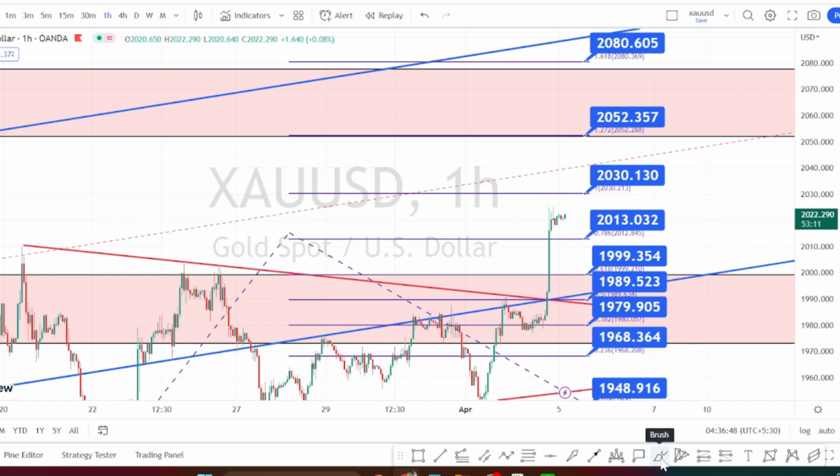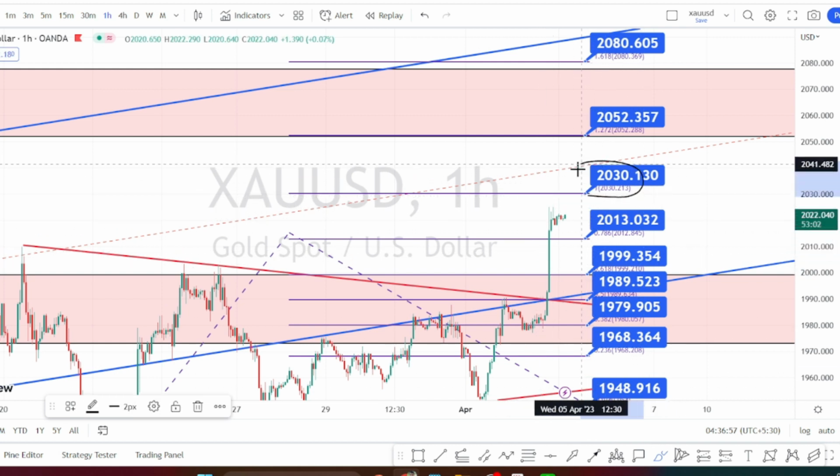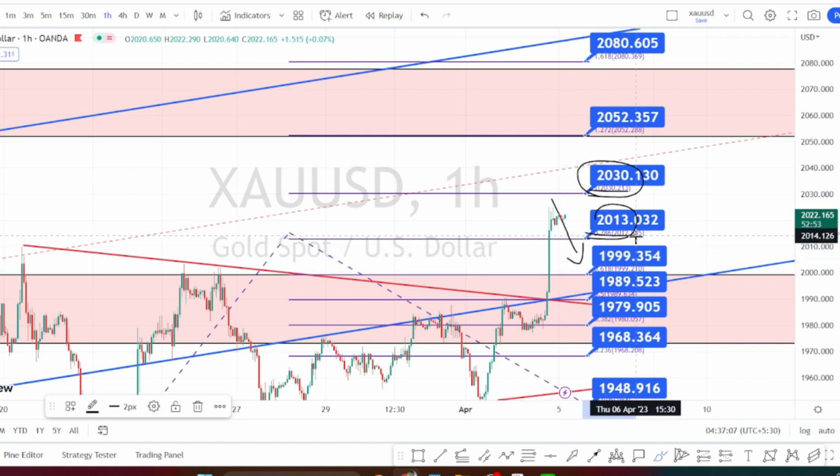So the values within this blue color boxes are the resistance and support levels for current price action in hourly time frame. Currently the price action is trading between the resistance level of 2030 and support level of 2013. If the price action bounces back on the bearish side retracement, breaking this support level of 2013, next level of support is going to be around 2000, 1989, 1979, 1968 and 1948 on the bearish side.